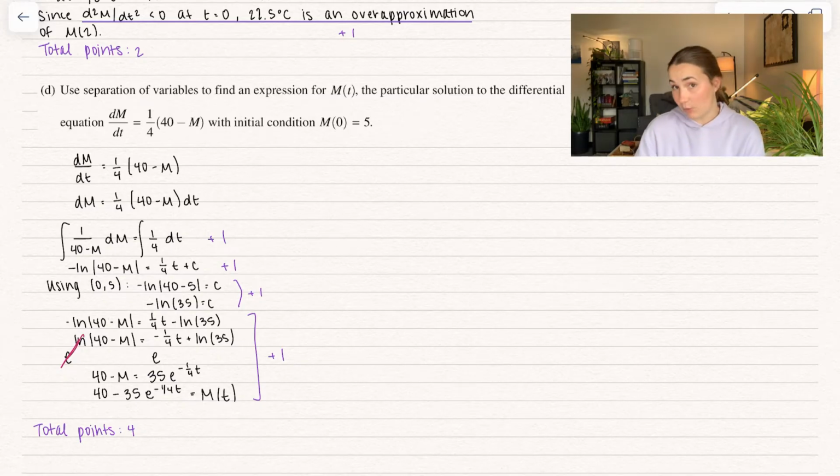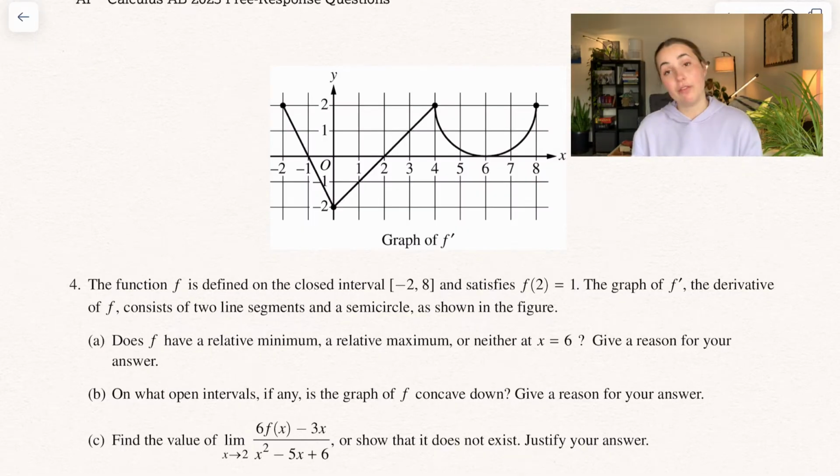So that's quite a bit of algebra in this one. I think separation of variables is fun, but that's my opinion. And that right there is our first problem. Let's try the second one. Well, the fourth one technically.